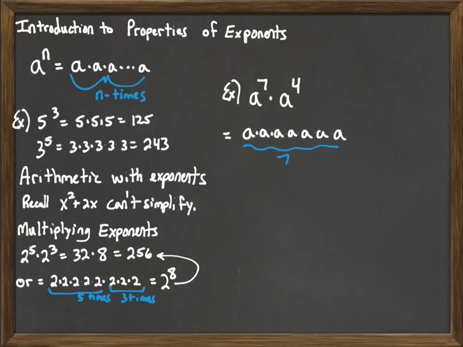So we have 7 of those. And then we can multiply that times a to the 4th, which would be 4 more a's. And then altogether we have 7 a's and 4 a's would give us 11 a's.